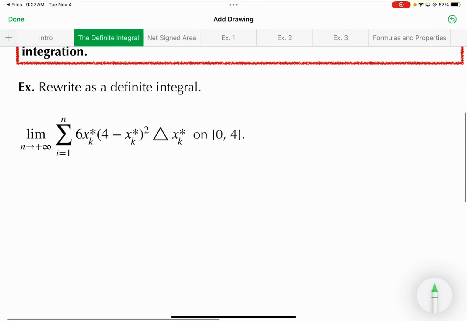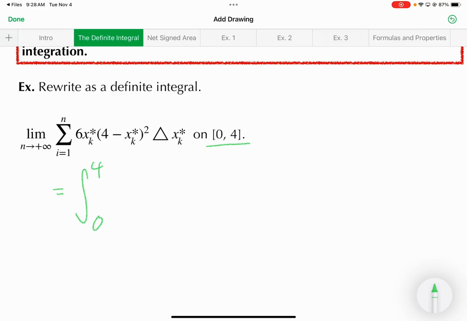Okay, so let's rewrite what would have been a problem that we would have done in yesterday or Friday's homework. Let's actually write that as a definite integral instead. So they'll give you an interval from 0 to 4. That represents my limits of integration. So lower limit to upper limit would be from 0 to 4.